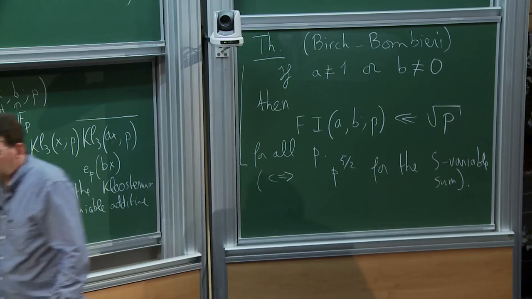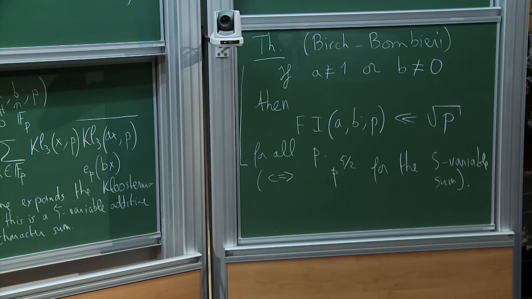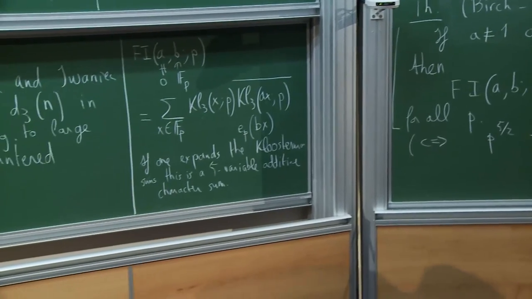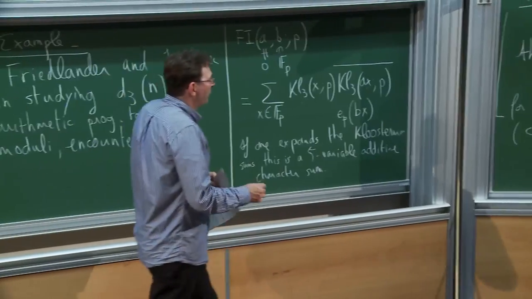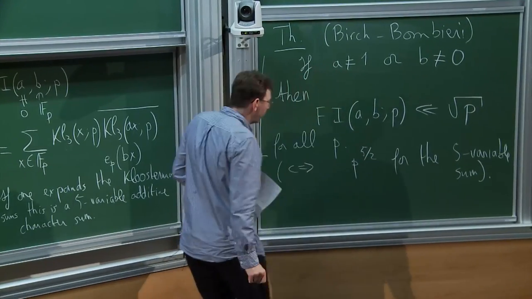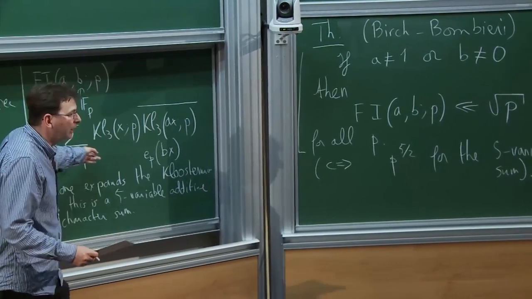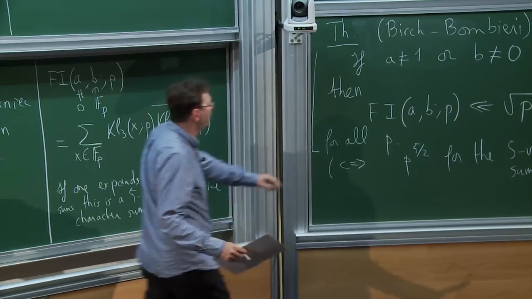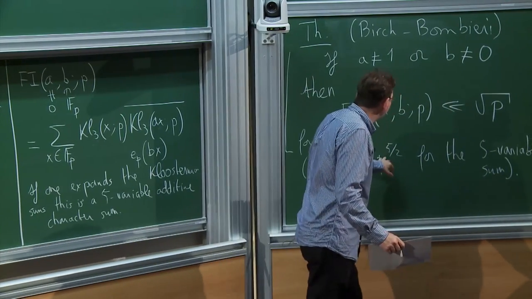And I don't remember exactly how much they can lose in the argument, a tiny bit, but not very much. So you really need it; p squared would not work, if only because this would be the trivial bound from this side. So p here, which corresponds to p squared, would be a trivial bound.